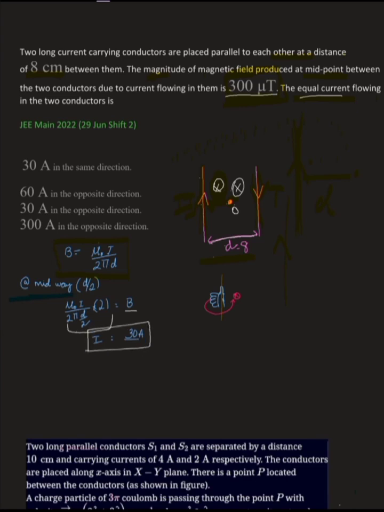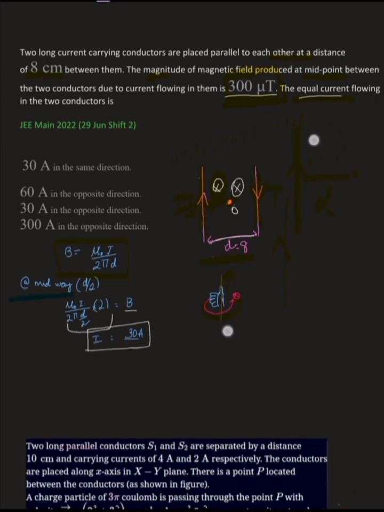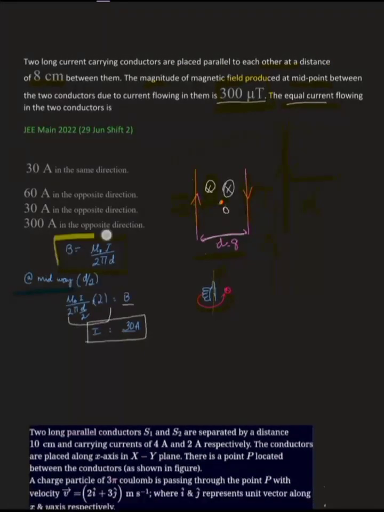This is the direction I have written over here. If you place your thumb in the direction of current and curl your fingers, that will give you the direction of the magnetic field. You must have learned this in the theory part itself. So this is just a formula, and with this formula you can solve this question. If you solve, you will get the answer in the same direction, option A, right?